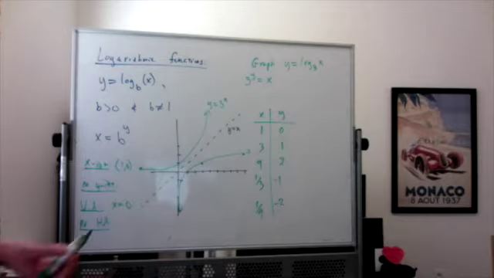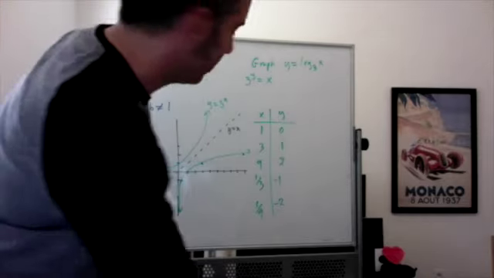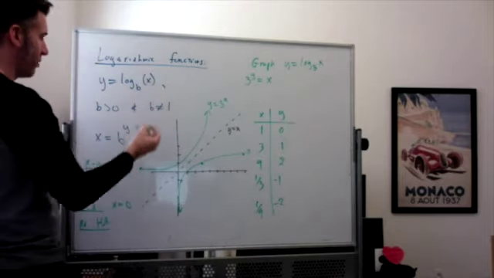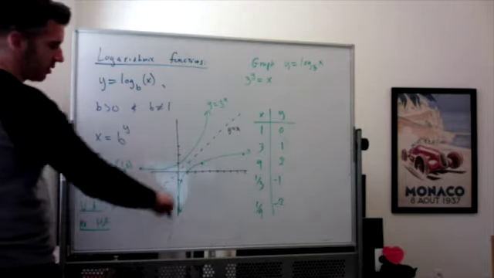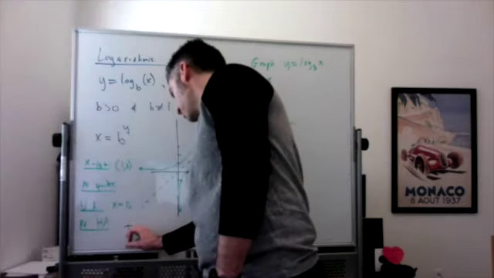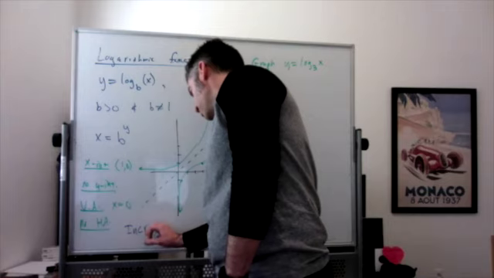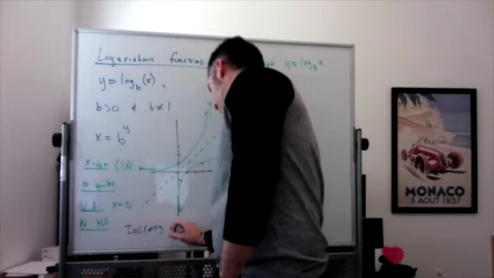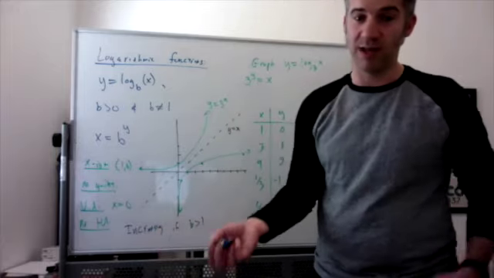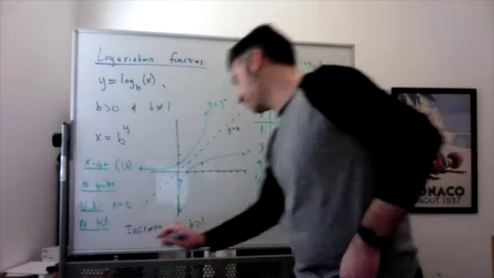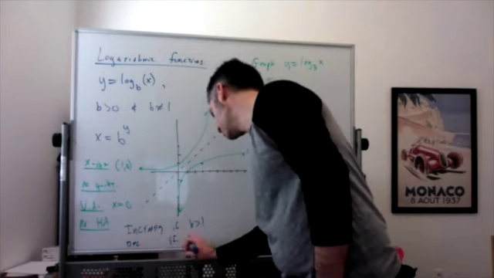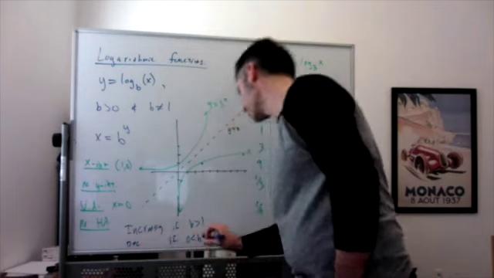The last thing I'll say here is that for a logarithmic function, it's definitely going to look like this as long as b is positive. So it's going to be increasing if the base is positive. Sorry, the base is larger than 1, not just positive, but bigger than 1. And it's going to be decreasing if the base is between 0 and 1.